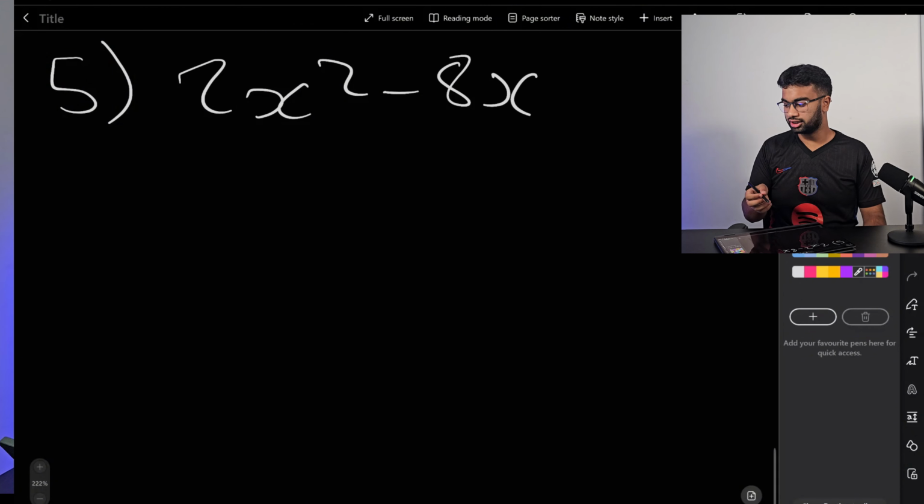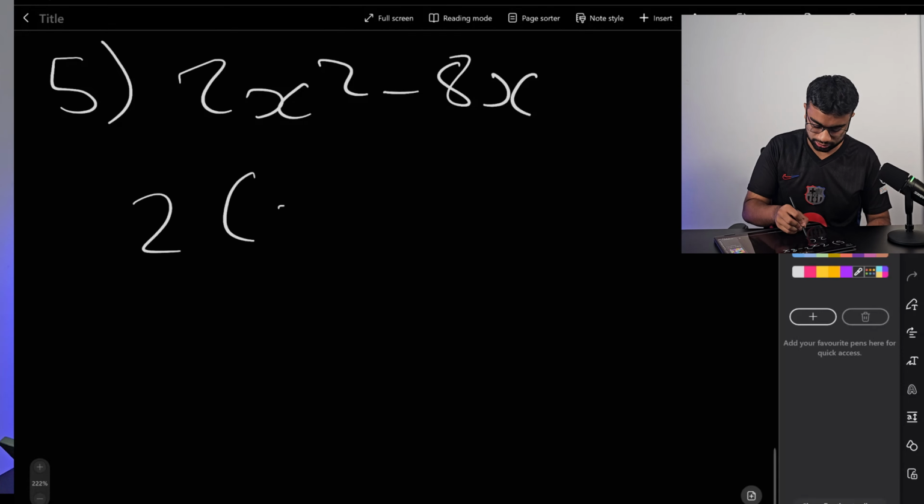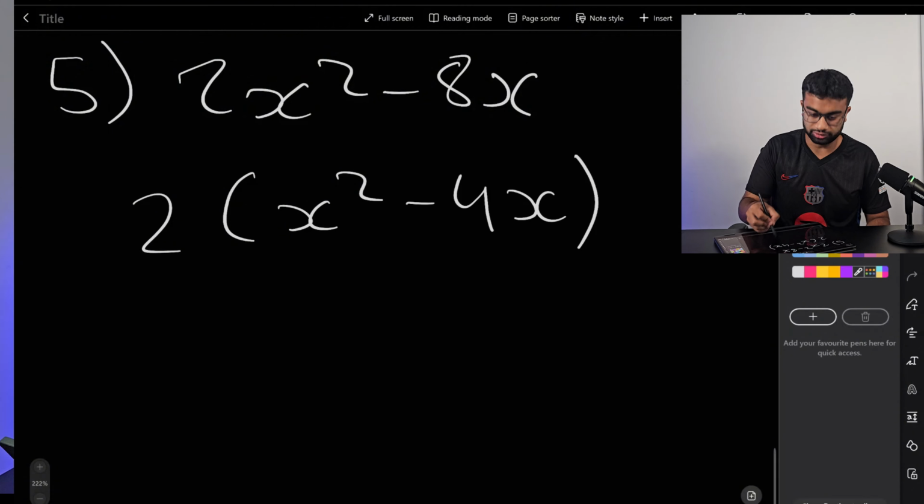So what this means is we want to take out everything that's common to both terms, 2x squared and 8x. So first we can see that both of these numbers are divisible by 2. So let's start off by taking out a factor of 2. So we'll have 2, then in brackets we'd have x squared minus 4x. So we've taken out a factor of 2 from each term.